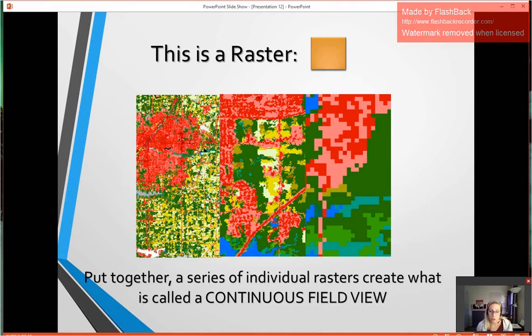But when we're looking at raster data, we're looking at phenomenon across a spectrum, or in this case across an image. And in these pictures, we're looking actually at land cover. So these different colors we see here represent different land cover types. And this is considered continuous phenomenon, or continuous field view.